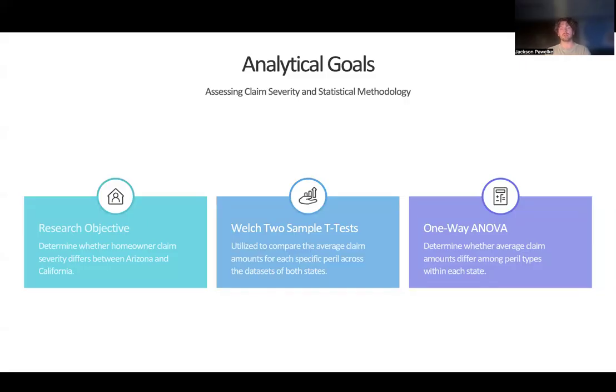Second, we conducted separate one-way ANOVAs. These helped determine whether the average claim amounts differed among the peril types within each state. Together, both of these methods evaluated both geographic differences and the differences across claim types in our data. And next, we'll be going into our summary statistics.